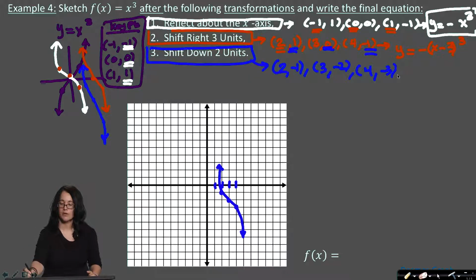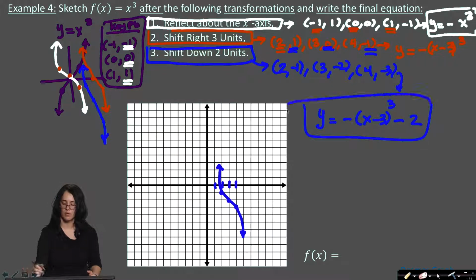How do I check Desmos? Well, I'd have to know what the equation is. Let's see what it would look like. y equals negative x minus 3 in parentheses to the third power, and then what did we write at the end to indicate down 2? Minus 2. Or f of x equals negative parentheses x minus 3 cubed minus 2.